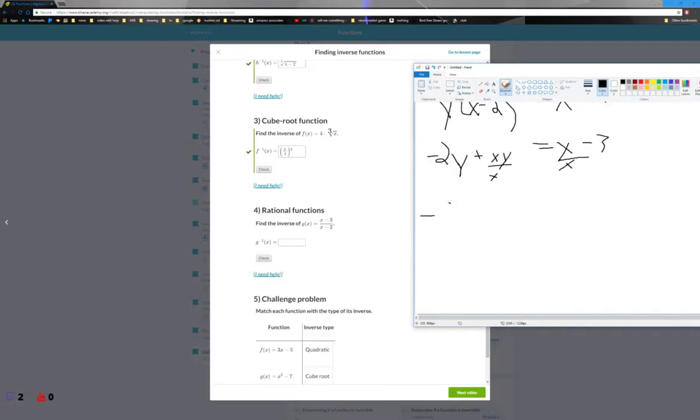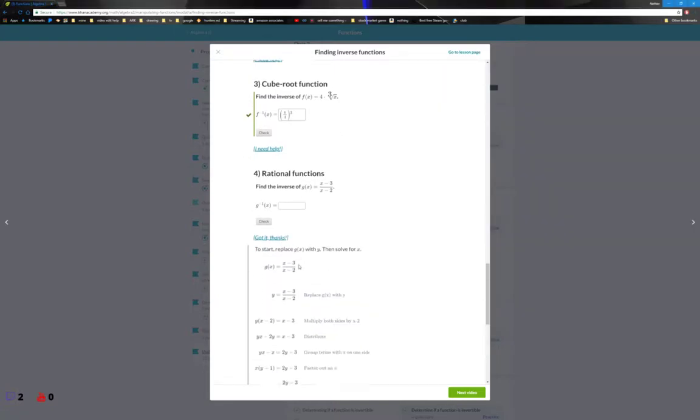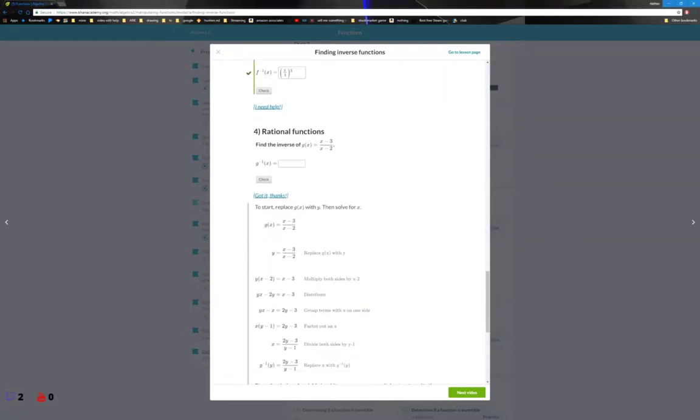And we'll get negative 2y. I'm not sure if I'm doing this right, plus y. So that'd be negative y equals negative 3. There's no way that's right. Alright, I need help. It's okay to need help.